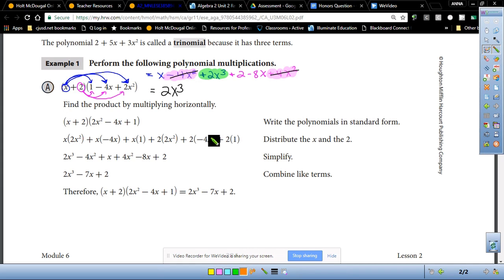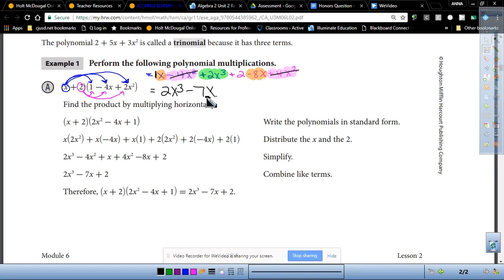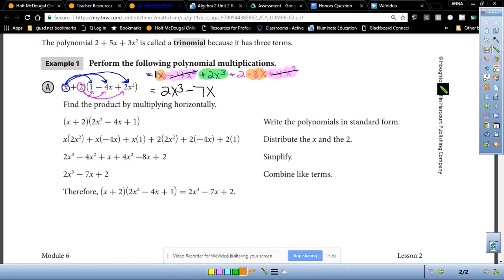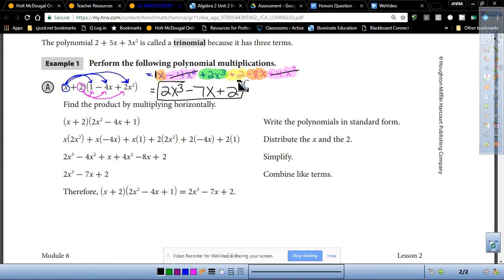After x squared would come x. So I have x and negative 8x. That's really 1x minus 8x. And 1 minus 8 is negative 7. So I get negative 7x. Notice that now that I'm adding, I do not change any exponents. And last but not least, I have my constant hanging out here too. So my 2 goes on the end. So my answer is 2x cubed minus 7x plus 2. So I have a cubic trinomial.